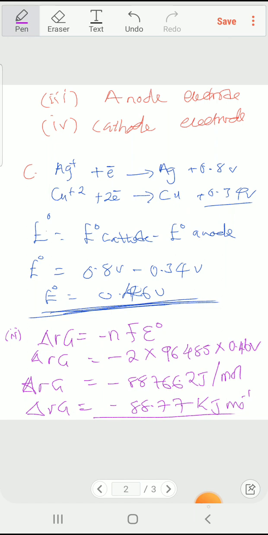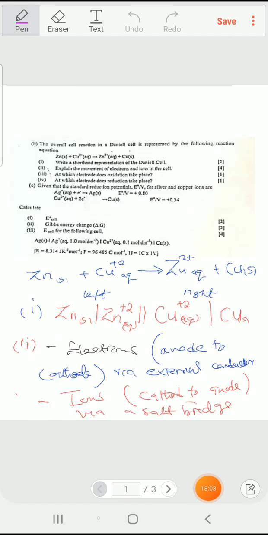Let's go to the last question. The last question is to calculate the E cell for the following cell. Now this is not the standard E cell. Then we have this, which has been given.